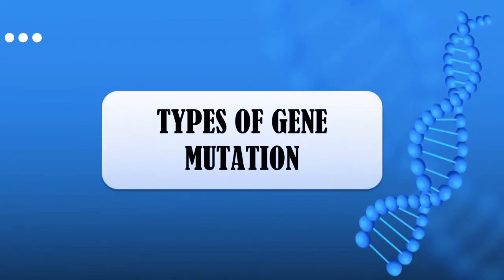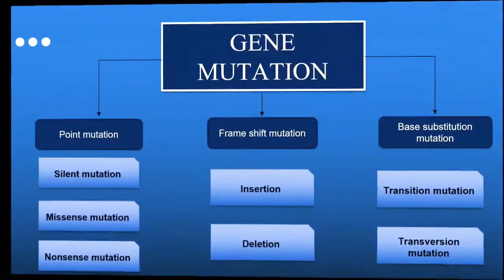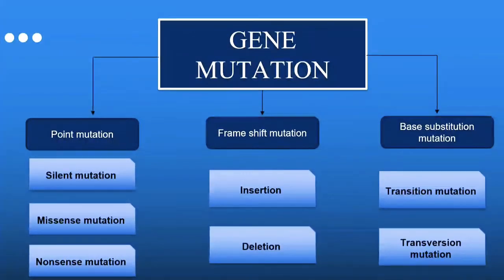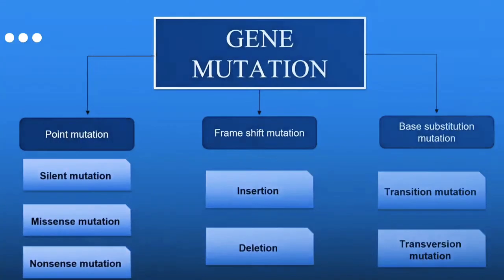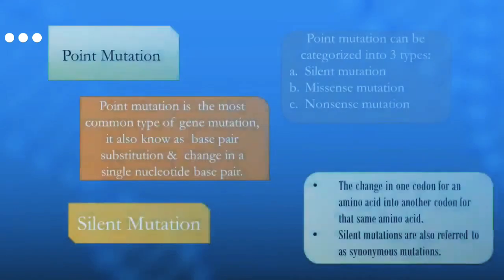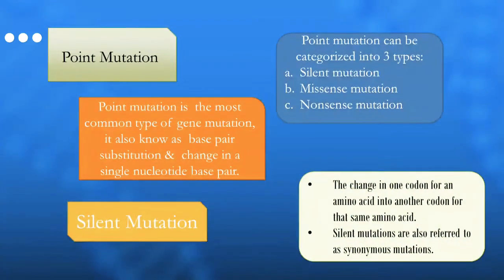Types of gene mutation: point mutation, frame shift mutation, and base substitution mutation. Point mutation is the most common type of gene mutation, and it is also known as base pair substitution, a change in a single nucleotide base pair. Point mutation can be categorized into three types: silent mutation, missense mutation, and nonsense mutation.